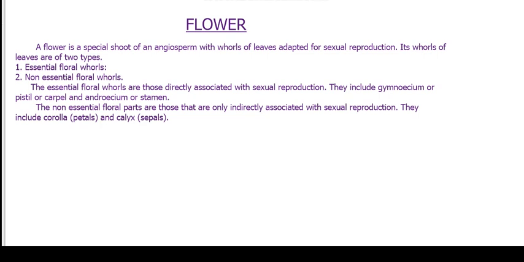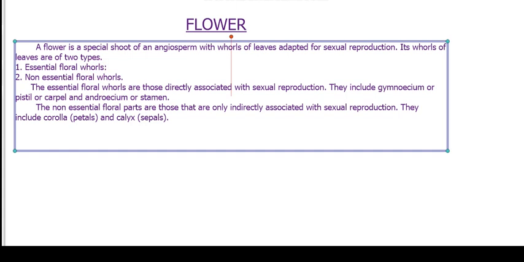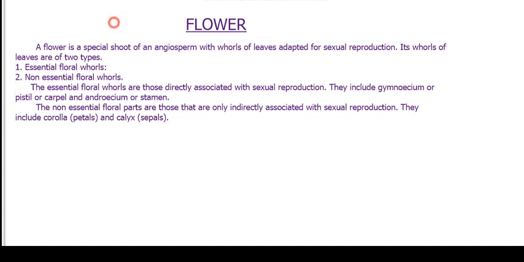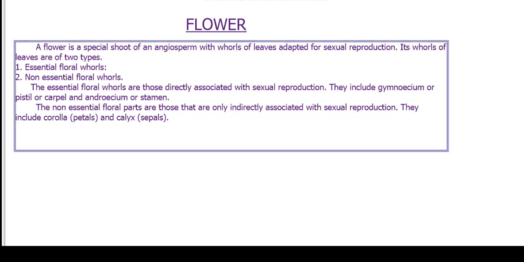A flower is a shoot or branch of an angiosperm with whorls of leaves adapted for sexual reproduction. The flower has 4 basic whorls of leaves, and these whorls are of 2 types, which are said to be 1, the essential floral whorls, and 2, the non-essential floral whorls.